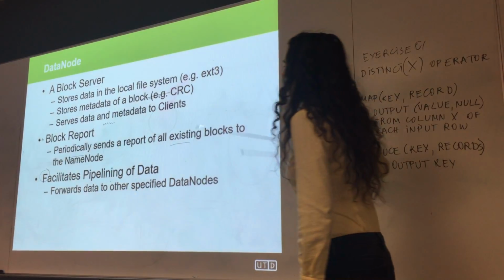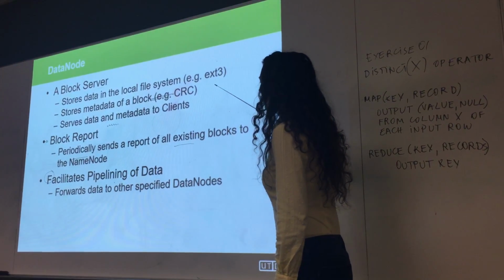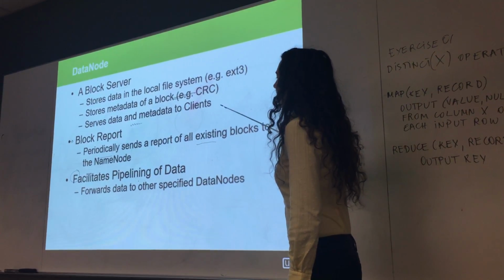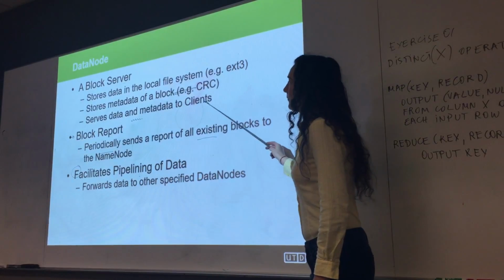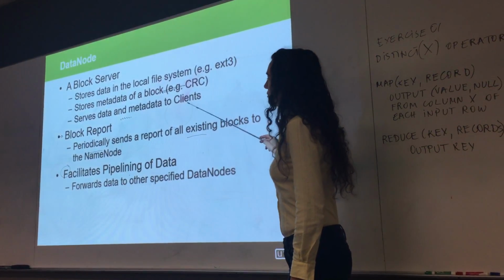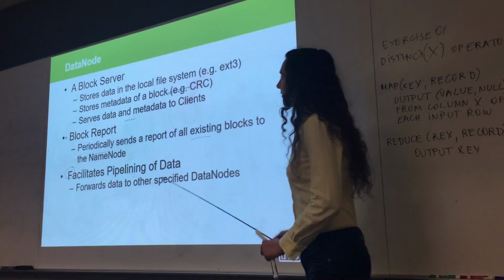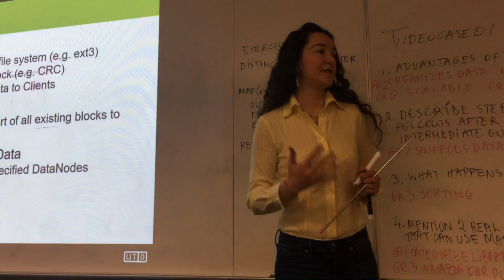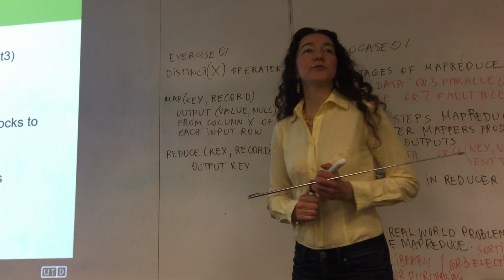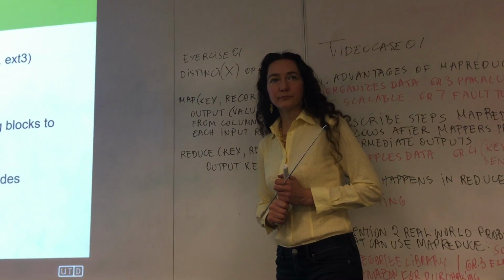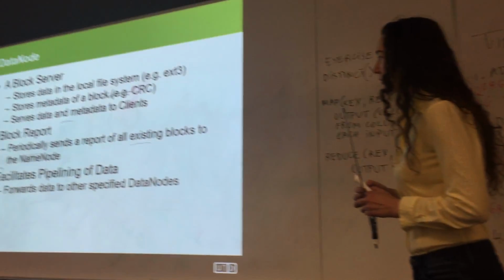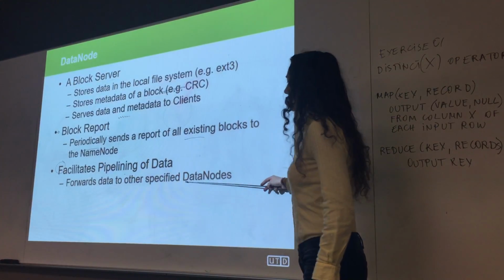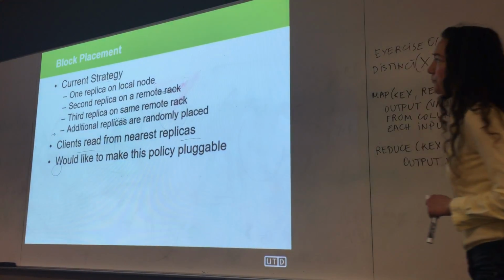The data node is also called a block server, so it's going to store all the data files and serve the clients. So if the clients need to do any processing with this data, the data nodes will serve them. They also create a report periodically for everything that they are storing, and send it to the name node. They can also forward data to other specific data nodes.